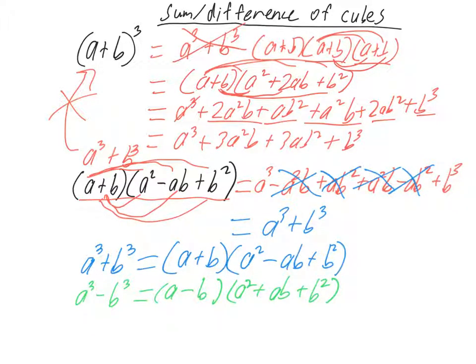So each of them only has one minus in it. If you look at the 3 signs, 1, 2, 3, when it's a cubed plus b cubed, the minus comes second. In the a cubed minus b cubed, the minus comes first, but otherwise they're the same.